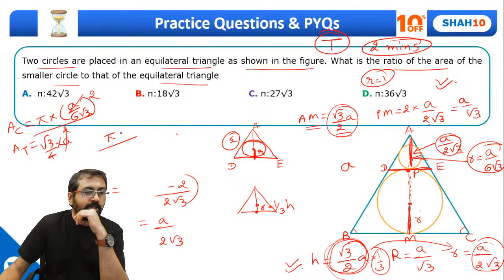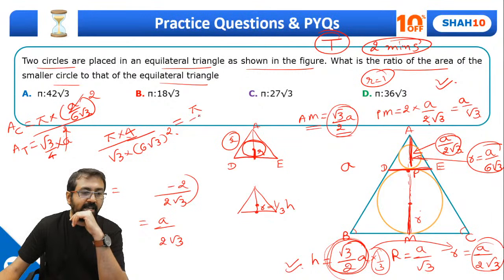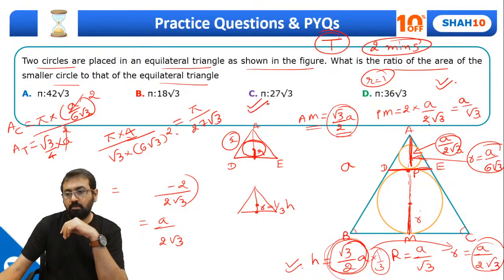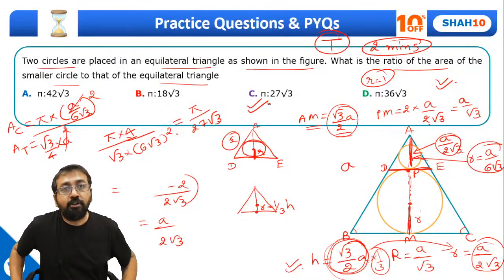Okay. So this will be 4 over here, and in the denominator we will have root 3 into 6 root 3 square. So if you solve this thing, this will come out to be pi by 27 root 3. I hope all of you have understood this.